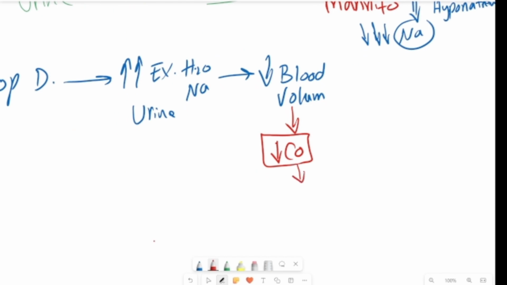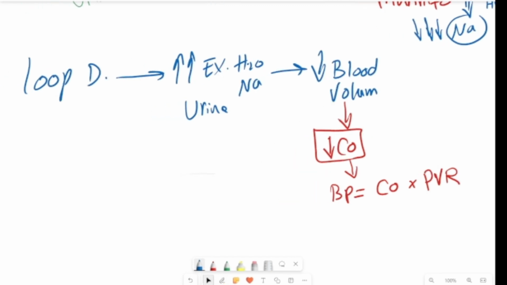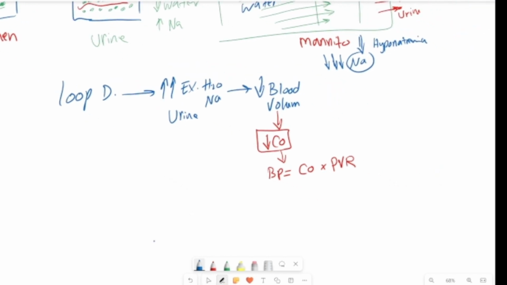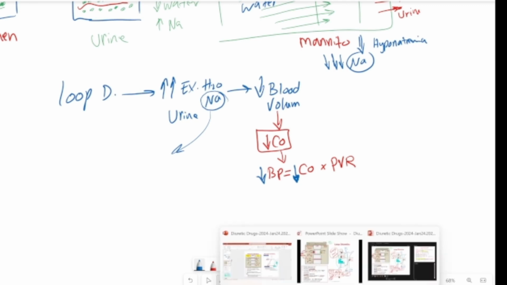We know from the equation that blood pressure equals cardiac output multiplied by peripheral vascular resistance. I would like to refer you to the hypertension lecture to understand the compensatory mechanism. The effect of the diuretic is increased excretion of water and sodium, decreased blood volume, and the result is decreased cardiac output. If the cardiac output decreases, the blood pressure decreases. This is one important mechanism. Maybe someone will argue, what about sodium? The same: decreasing sodium will decrease blood pressure. So we have two main mechanisms: decreased blood volume and decreased absorption of sodium.